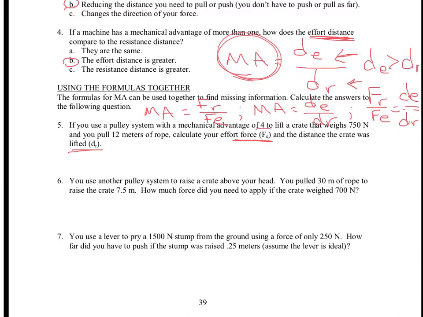We know our mechanical advantage is 4, so it's going to be 4 equals. The crate weighs 750 newtons. That is our resistance force. Whatever the object weighs, that's your resistance, and so that's what we're trying to lift, divided by your effort force. Well, that's one of the things we're looking for, FE. So we're just going to solve for FE. Divide both sides by 4.